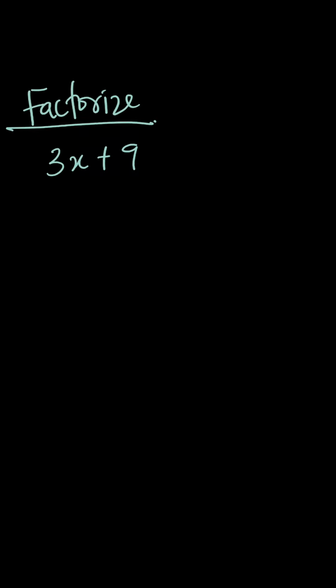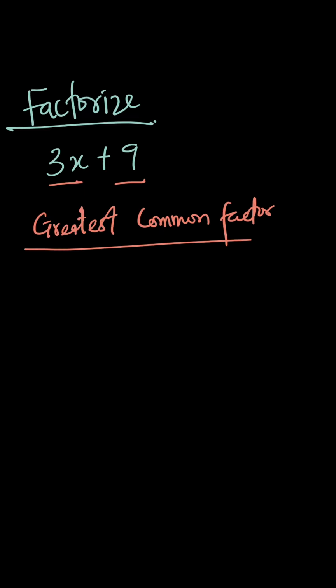Let's talk about factorization. How do you factorize 3x plus 9? Anytime you're told to factorize, you have to look for what we call the greatest common factor. So what is the greatest common factor? The greatest common factor, for instance, with this question, is the number that can divide this and this.